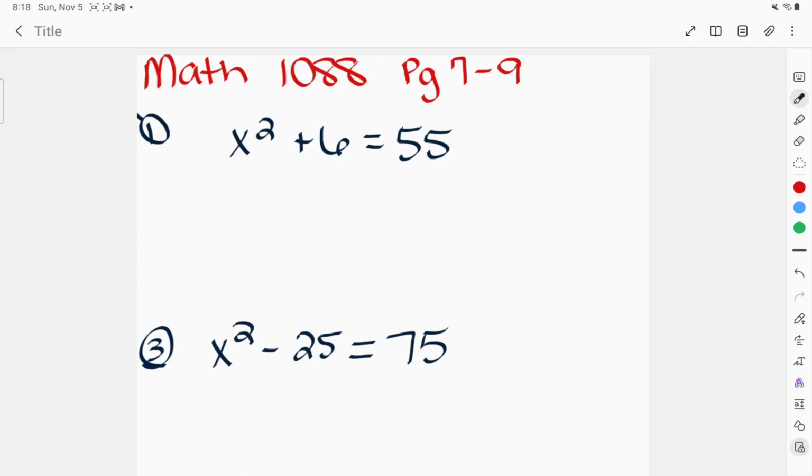Okay, this is Math 1088, page 7, 8, and 9. There are not very many problems between these 3 pages, so we're going to combine all 3 of them. It's mostly the same thing anyway.